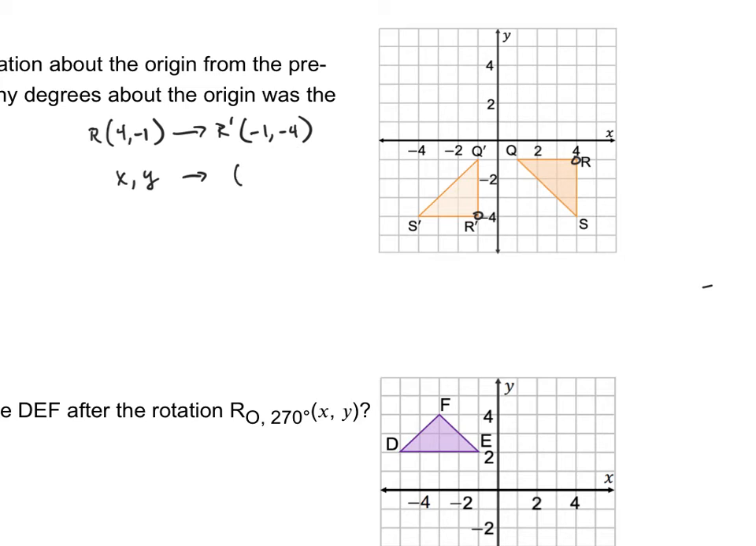it looks like our new x value is our old y value. So that's our old y value, and our new y value is our old x value that has been negated. So this y value is 4 negated. So it looks like this is going to be our mapping rule. And if we go back and look at our mapping rules, which one is that?